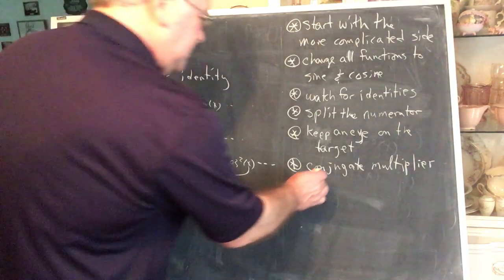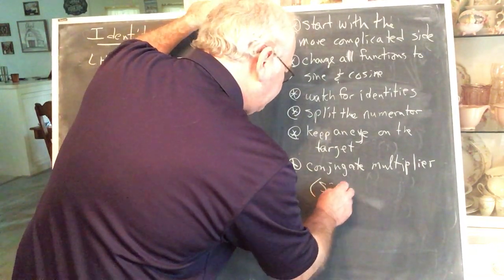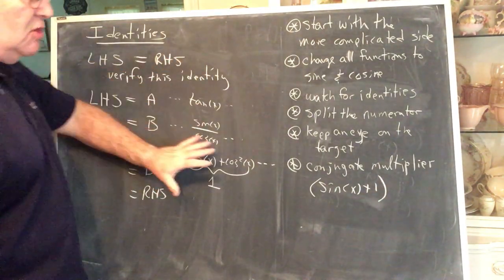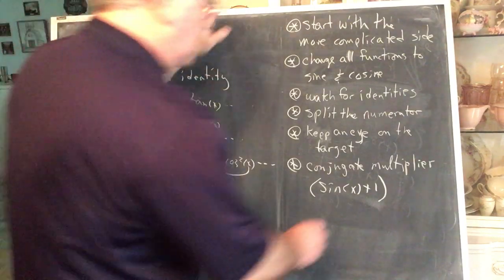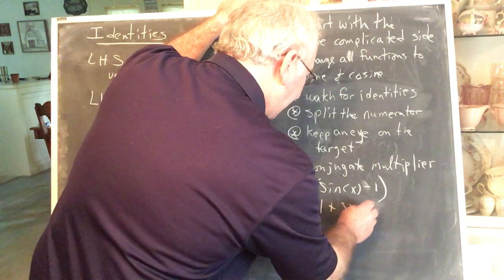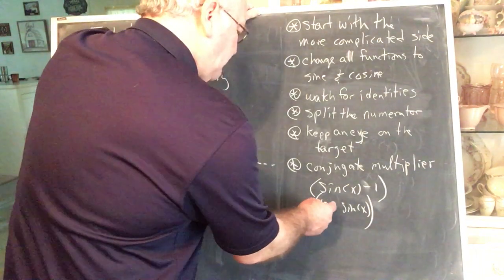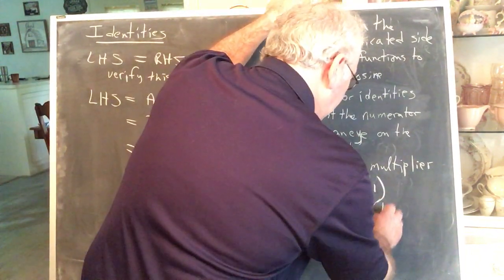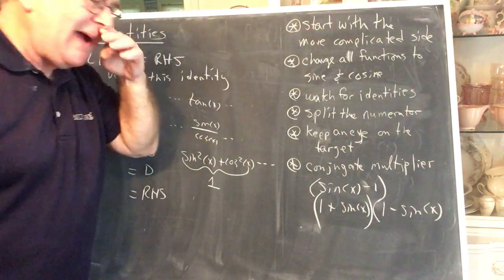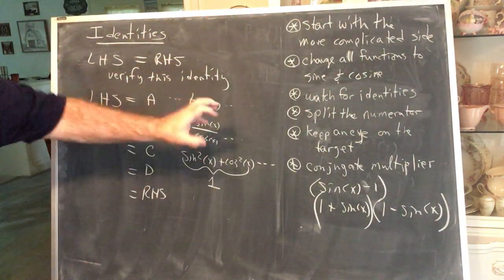Now, another thing is this. It's called the conjugate multiplier. Here's what that means. Very often expressions look like this. You might have sine of x plus 1, or sine of x minus 1, or it might be 1 plus sine of x. All right? Well, the conjugate of 1 plus sine of x is 1 minus sine of x. So multiplying by a conjugate is a technique that is very often employed in this procedure.